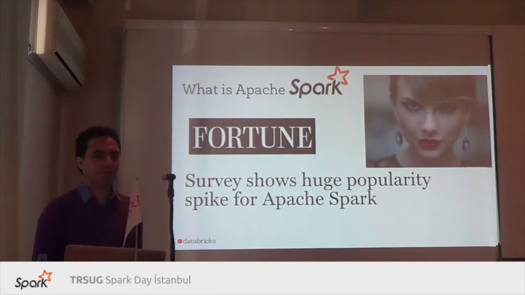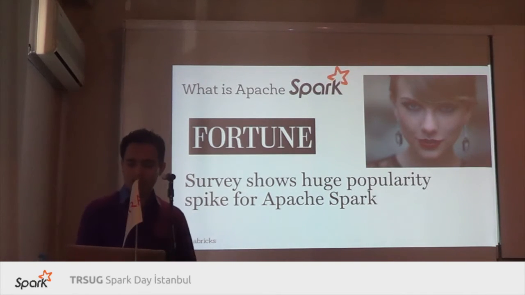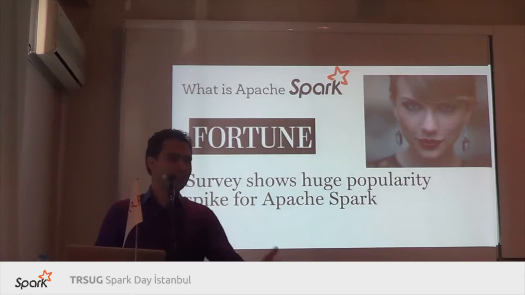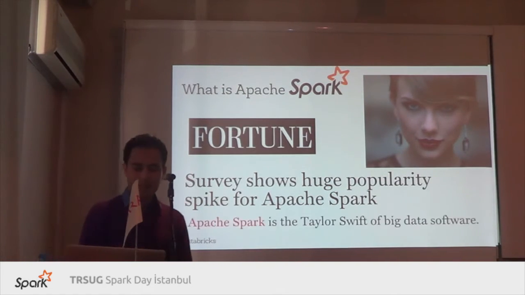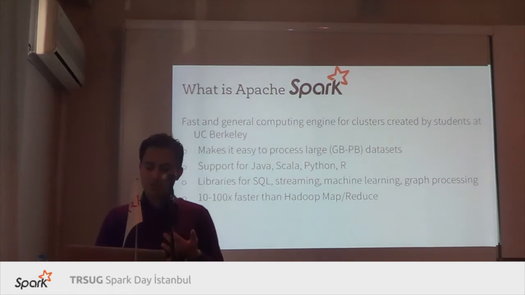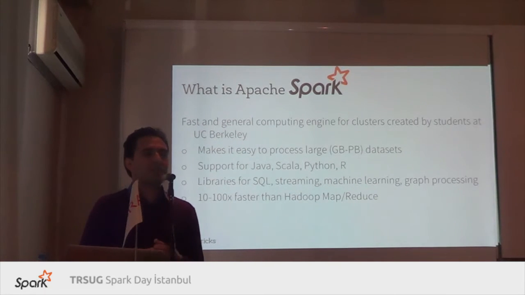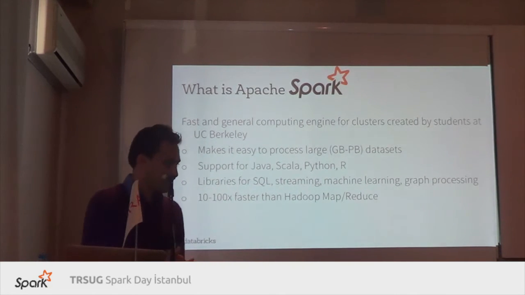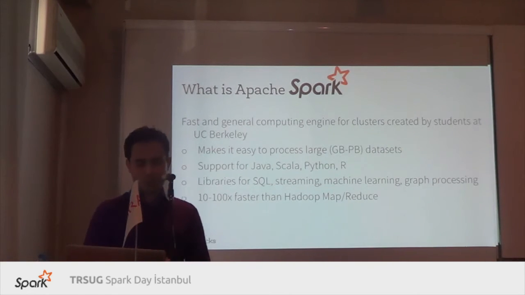We like to mention this recently: Fortune magazine called Spark the Taylor Swift of big data. It's very popular, everyone likes her, and everyone seems to like Spark. And we are happy about that. But why? There are many reasons. It is a general computing engine. One meaning of that is that it doesn't care what storage you're using. Any storage, you can use it with Spark.